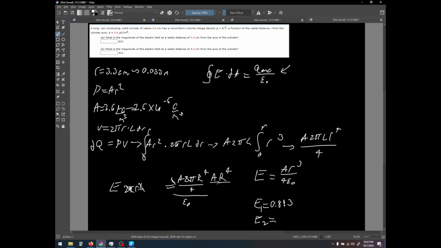Go ahead and plug in the values. When we simplify that, we should get an electric field.